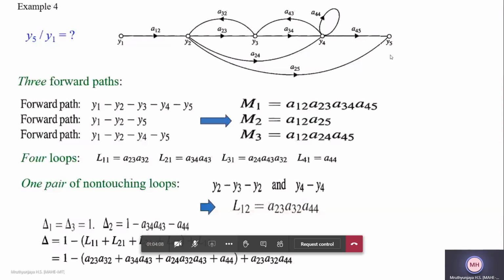Now, I will give you one question: how to find the ratio between y4 and y1. Just now we found y5 by y1. Now to find the ratio y4 by y1, that is, the output is taken at y4. How do you find it?